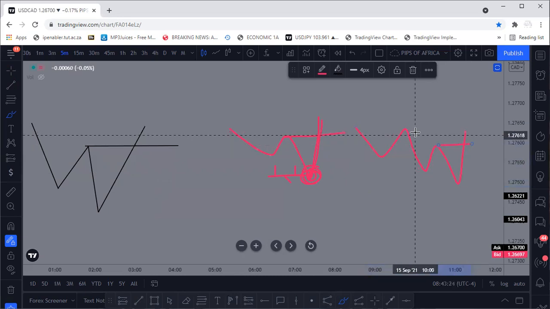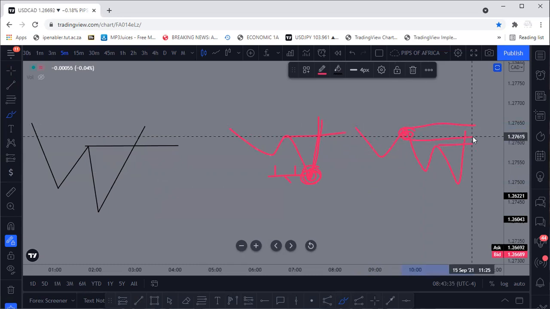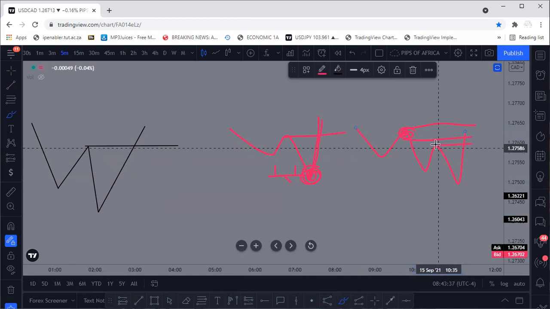Let's say here there was an order block above this high here. There was an order block above this high, right? And then this lower high here was not a real lower high. It was there as a manipulation to manipulate you, right?